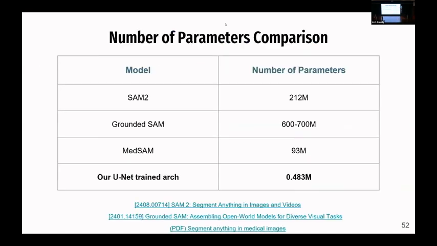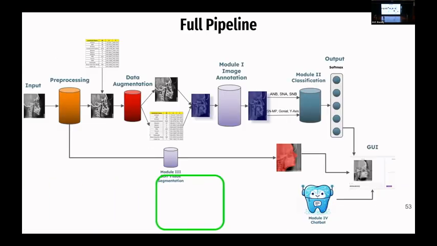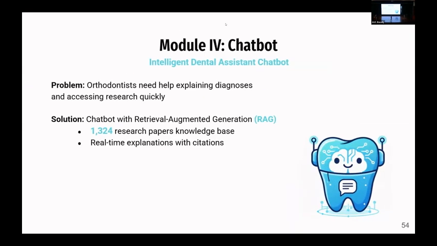As you can see, our competitors SAM2, Grounded SAM, and MedSAM have a huge number of parameters, with 200, 600, and 93 million, while our own customized model was only 500,000, and these are the references. And next, Kenzie will introduce again module 4, the chatbot.